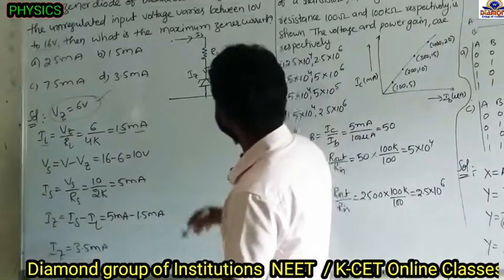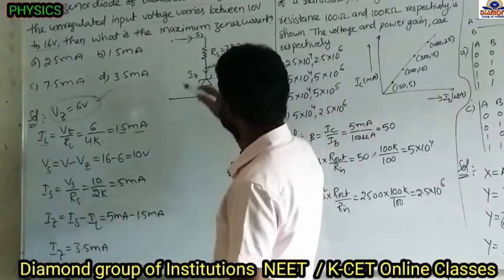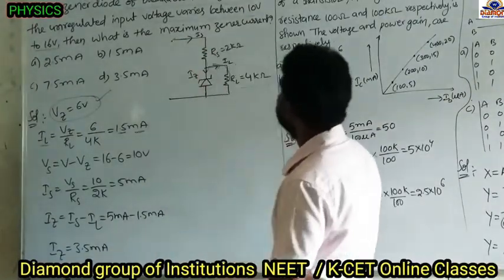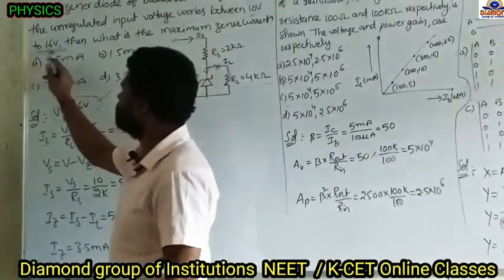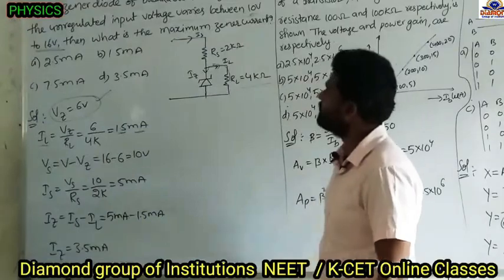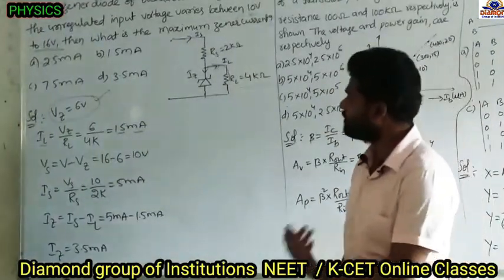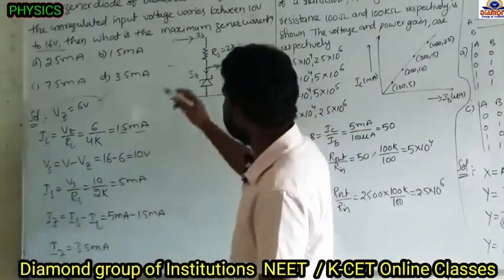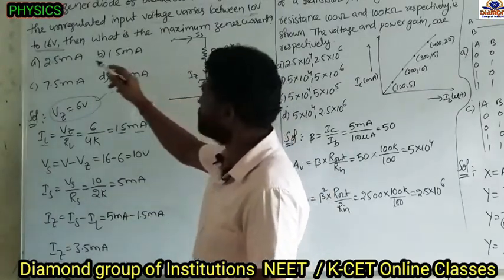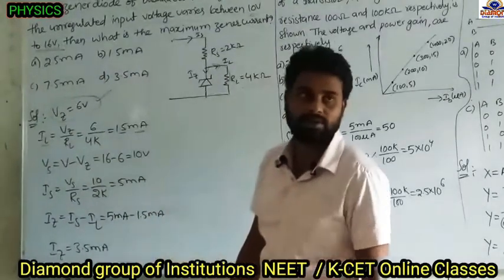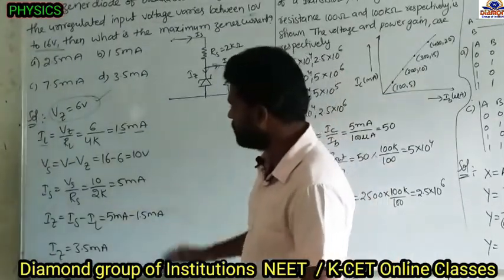Okay. Now see the source. The source is mentioned here as varying between 10 volt and 16 volt. They are asking for the maximum Zener current. So to get the maximum Zener current, we have to take the maximum input voltage. The maximum input voltage is 16 volt, varying from 10 to 16 volt. So the maximum voltage is 16 volt.